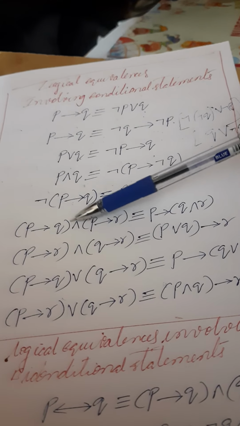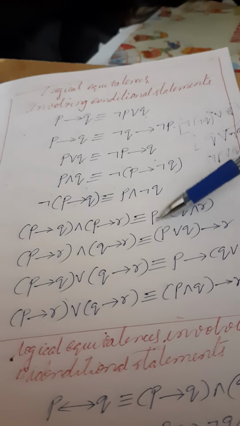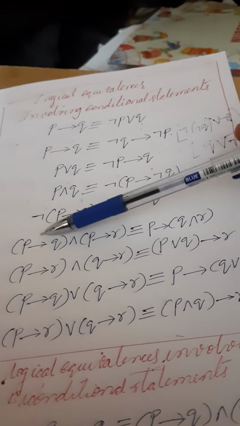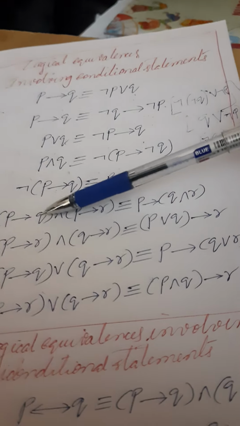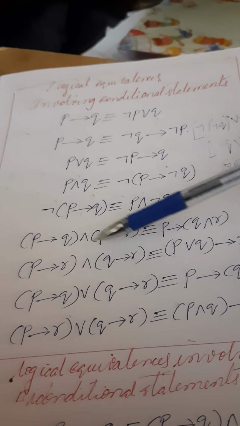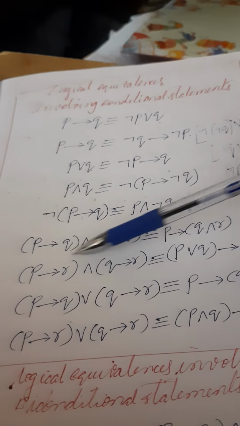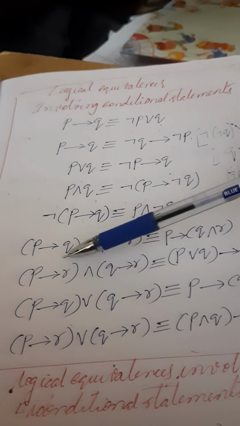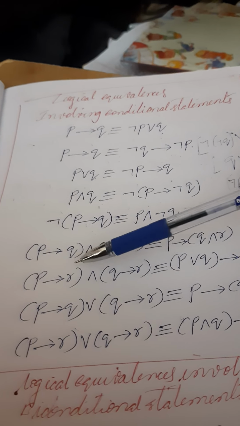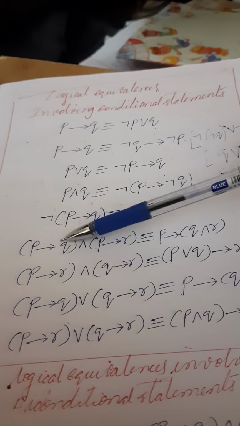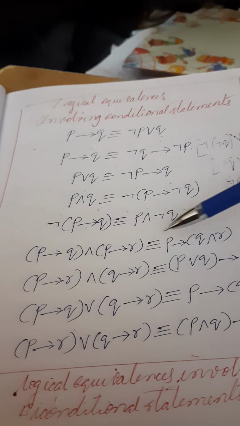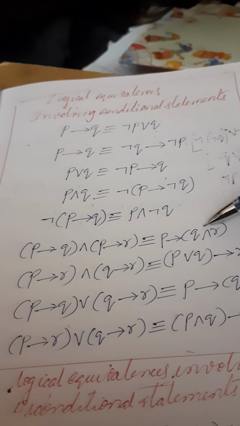Okay, this is P implies Q intersection P implies R, which is equivalent to P implies Q intersection R. We have to take P first. The left side is P only, after P we have implies, and after that here we have Q, here we have R, with an intersection in between. Okay, P implies Q intersection R.